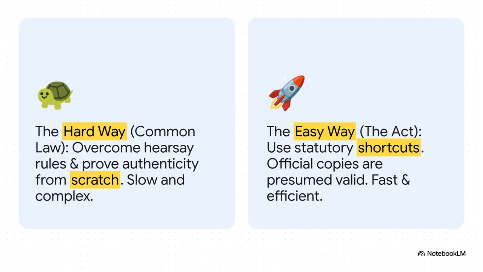You've basically got two ways to go here. The old way, the common law path, is, well, it's a nightmare. You're fighting hearsay rules, proving authenticity from scratch. It's a real swamp. But then there's the easy way. The Evidence Act 1977 gives us a whole series of brilliant shortcuts. Honestly, think of them as statutory cheat codes, designed to make your life as a barrister so much easier. And that's what we're going to master today.